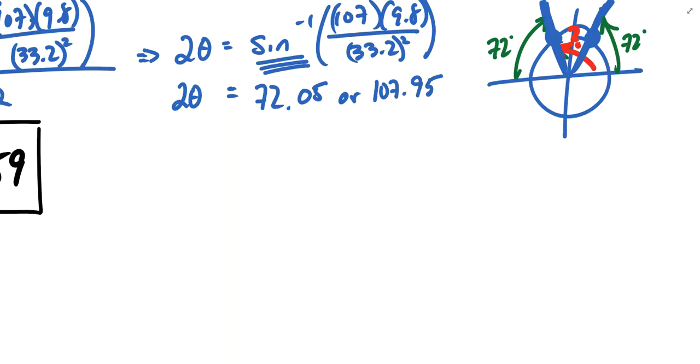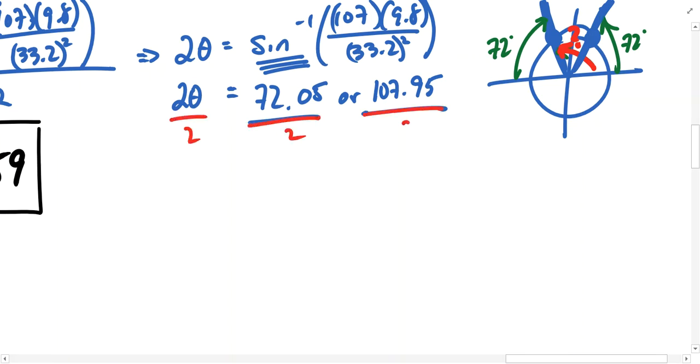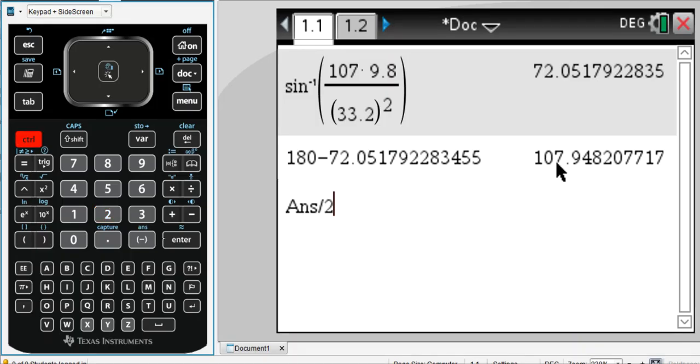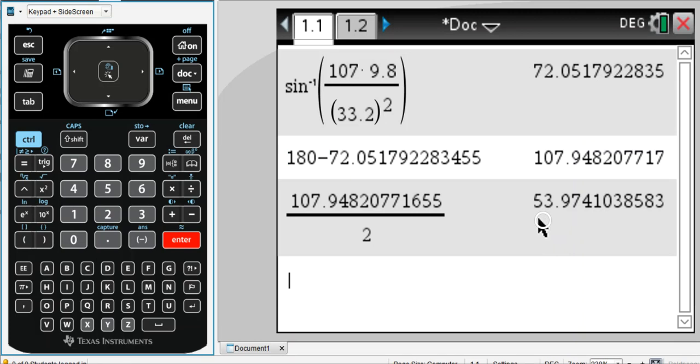We'll call that 107.95 with rounding. So while 2 theta is equal to 72 degrees or 107 degrees, then when we divide by 2, we should end up with two angle measures that will actually produce the same result. This, of course, is the 36.025, or 36.03 when rounded. And this result here, when divided by 2, produces the angle measure of 53.97.